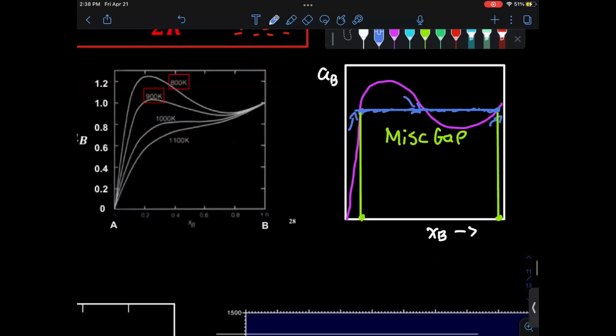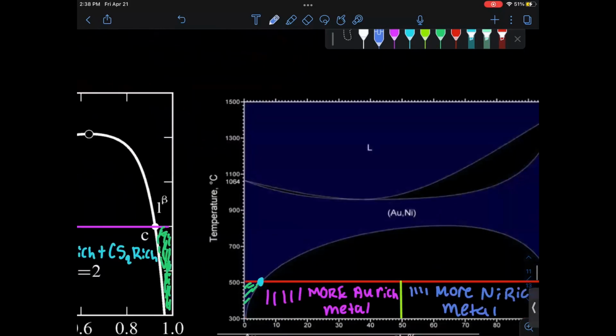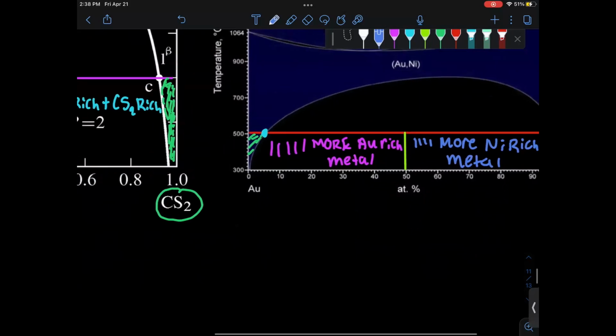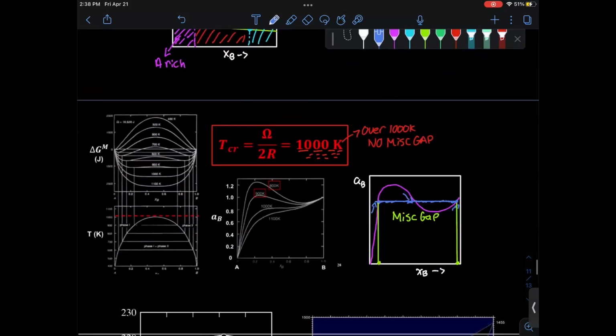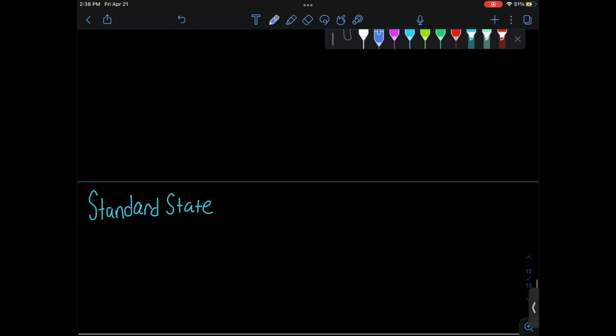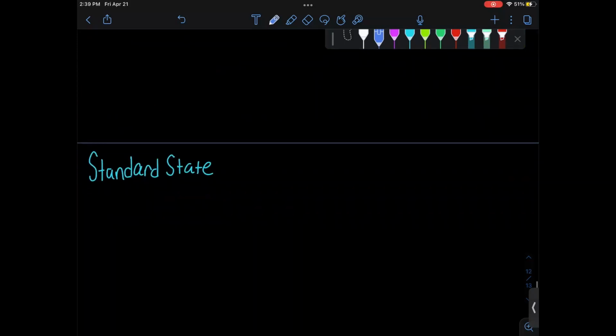And with all that being said, we are finished with the concept of miscibility gaps. I hope you all enjoy this video. Stay tuned because in the next video, we're going to be going over standard state, how to find a standard state, and given different standard states, how to draw activity graphs.